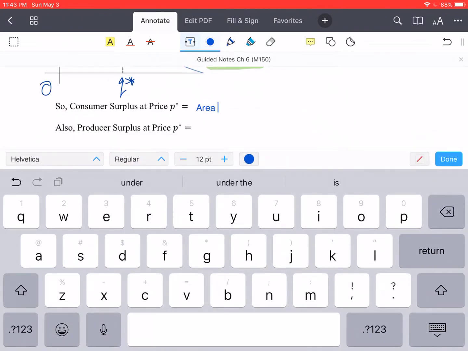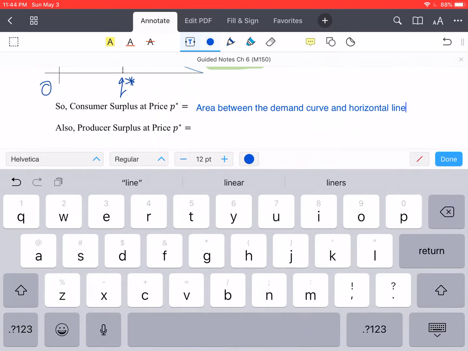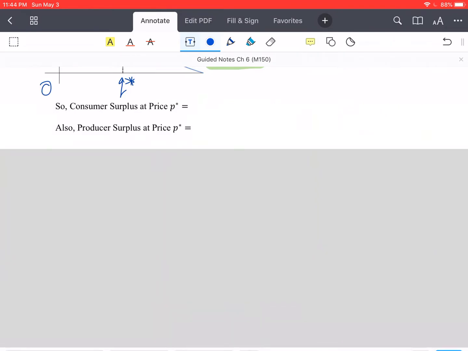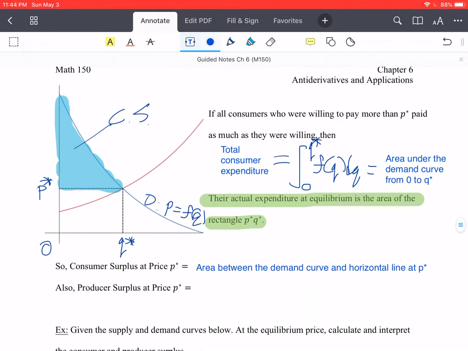Consumer surplus at a price of P star is going to be the area between the demand curve and the horizontal line at P star. Okay, so consumer surplus is the area between the demand curve and the horizontal line at P star. That's the total consumer expenditure minus the amount they're already paying. That gives us the total amount that they have saved.